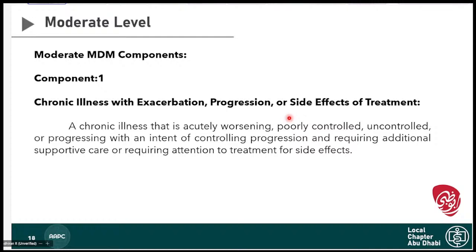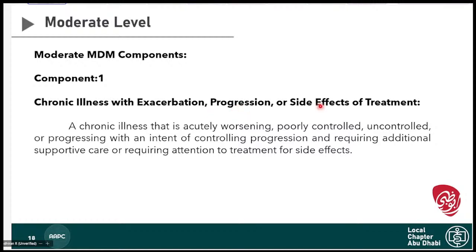What is meant by exacerbation? Exacerbation is the condition actually worsening, or sometimes the provider will document it as poorly controlled, uncontrolled, severe exacerbation or moderate exacerbation. If such statements are given, we can consider the exacerbation status. Progression is the condition evolving from one stage to another. For example, CKD stage 2 to stage 3, or pressure ulcer stage 1 to stage 2. This type of condition we can consider as progression.